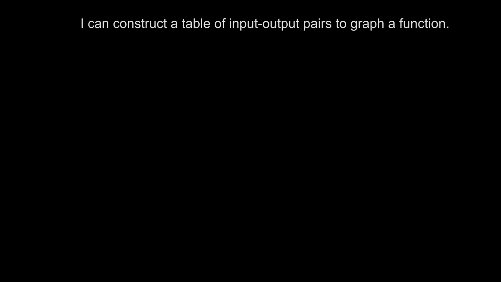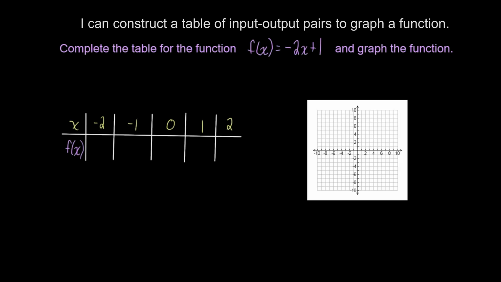Hello mathematicians, I hope by the end of this video you can say, I can construct a table of input-output pairs to graph a function. Let's look at an example here. It says complete the table for the function f of x equals negative 2x plus 1 and graph the function.